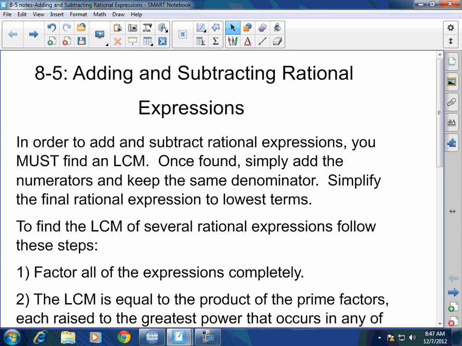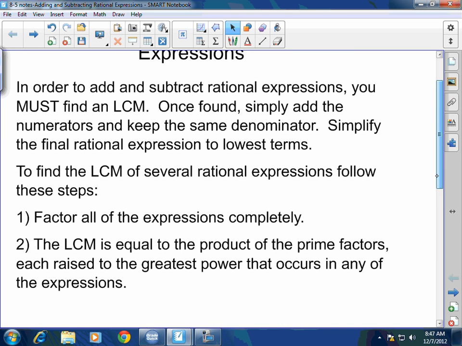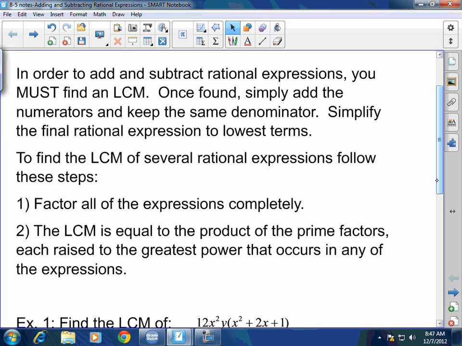Now, to find the LCM, it's very simple. First thing you want to do is factor all of the expressions completely. They're going to give you a rational expression, so we already know what those look like. We're going to go ahead and simplify those as much as we can, and we're going to factor them out. Once we factor it out into its prime factors, we're going to go ahead and multiply those prime factors together, okay? And each raised to the greatest power that occurs in any of the expressions.